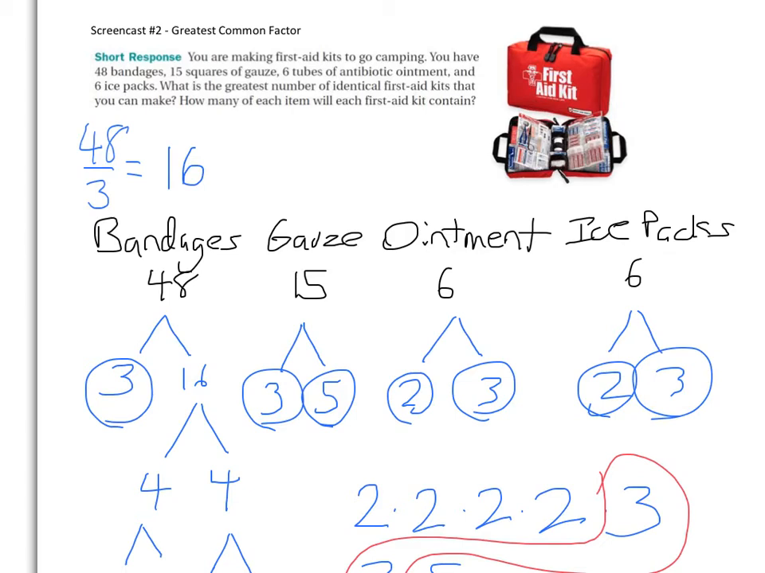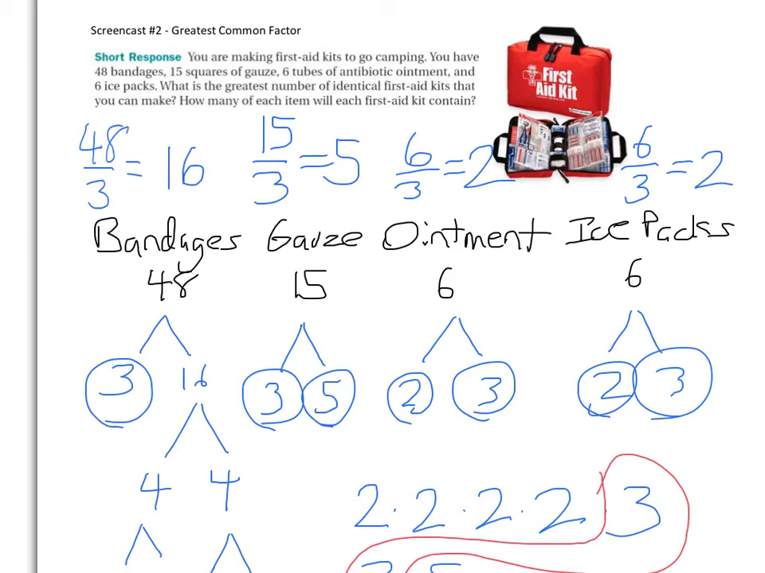All right, let's do similar math for gauze. 15 divided by 3, of course, is 5. 6 and 6 for ointment and 6 packs, or for ice packs. 6 divided by 3, of course, is 2. And of course, we'll do the same for the ice packs.